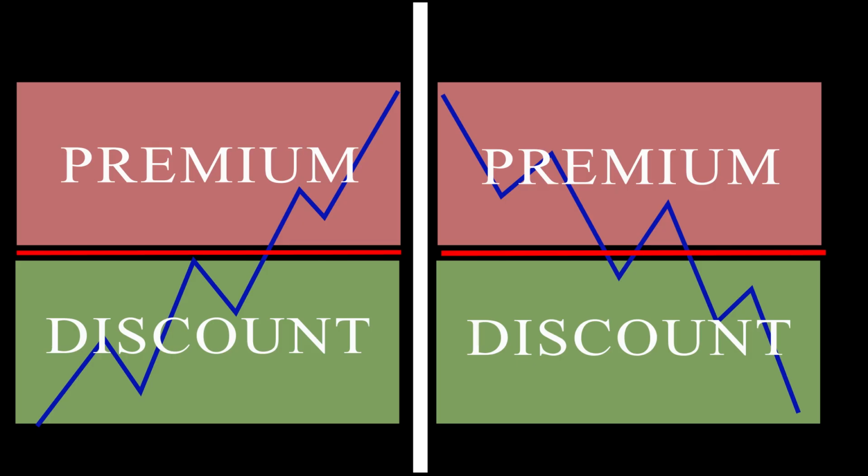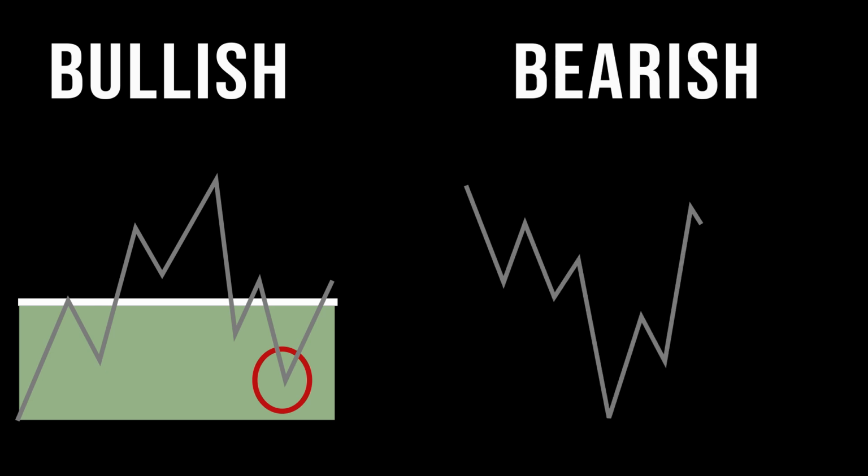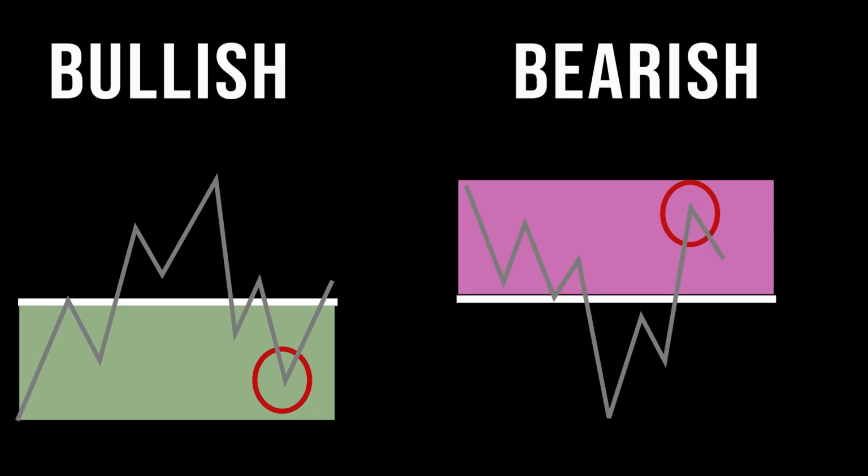This is why premium and discount are not entry strategies by themselves. They are filters. If the market is bullish, only look for buy setups in discount. If the market is bearish, only look for sell setups in premium. By doing this, you immediately improve risk to reward, avoid chasing price, and align your trades with institutional behavior.